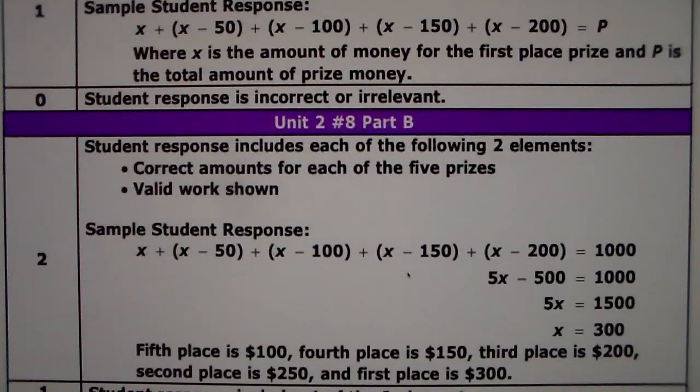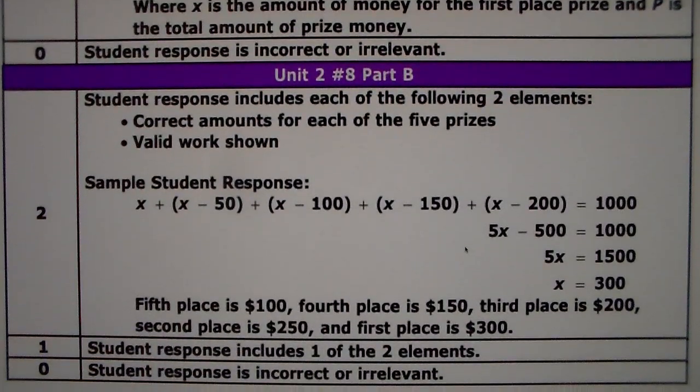The second part, what they're looking for, is for you to actually plug it in and find out exactly what price tag each prize is going to be. So the student response needs to include each of the following two elements: correct amounts for each of the five prizes, and valid work shown. An example student response is X plus X minus 50 plus X minus 100 plus X minus 150 plus X minus 200 equals $1,000, and $1,000 is the prize money.